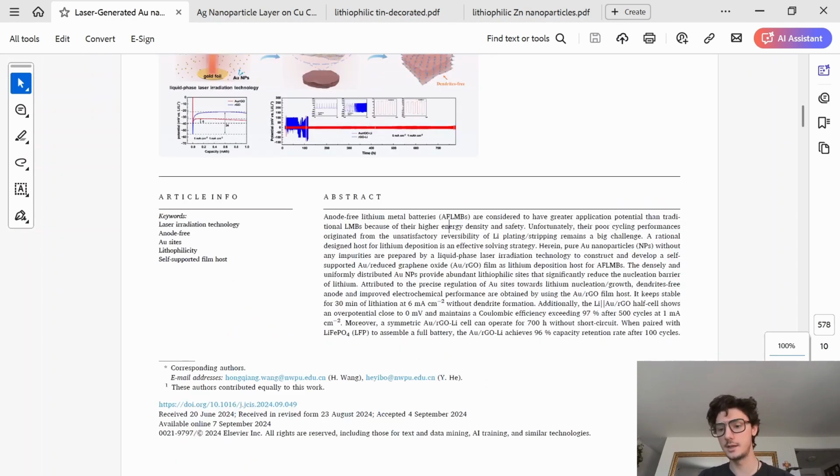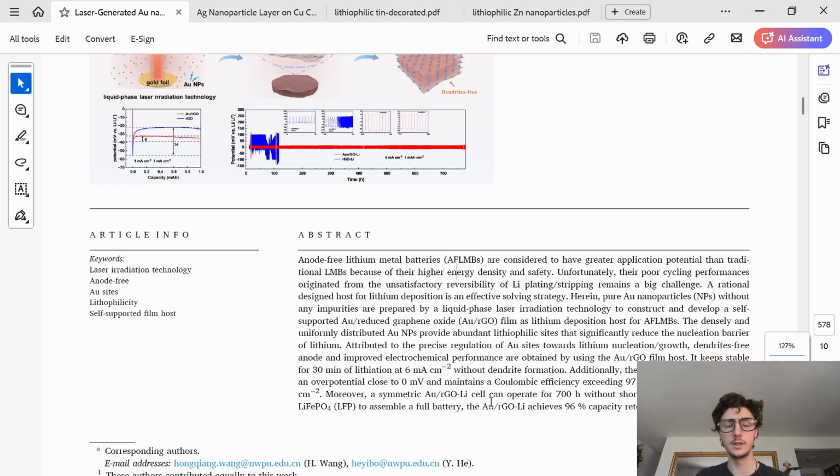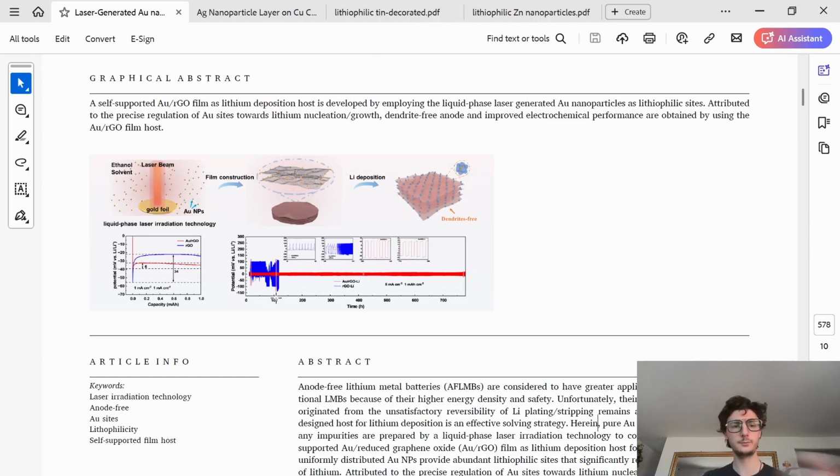Interesting. I don't know if any of that meant anything to you guys. You'll read a lot of these things when you read battery articles, but also there's some interesting stuff like this graphene oxide here, the laser irradiation technology they use to develop the nanoparticles. What is interesting to me, I don't know. Let's take a look at this graphical abstract.